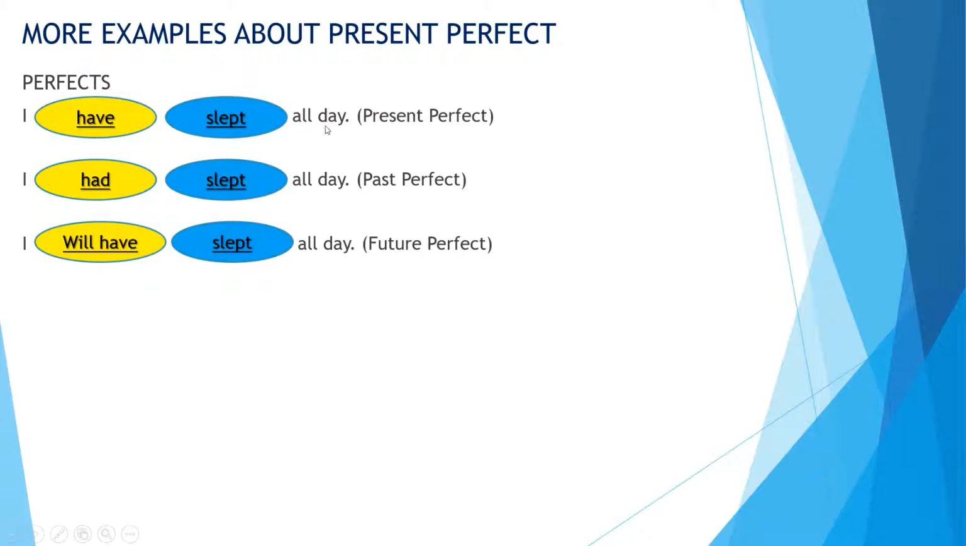Another example right here, little example we have with perfect tenses. I have slept all day, present perfect. You see, I have slept. Slept is the past participle of sleep. I had slept all day. You see, that is in the past, right? Yo había dormido todo el día, right? Aquí es yo he dormido todo el día. Aquí es yo había dormido, right? Todo el día. I had slept. And I will have slept all day. Yo habré dormido todo el día. So once again, the only thing that I'm changing is this, because this verb always going to be in past participle.